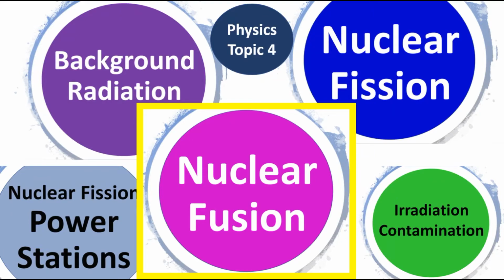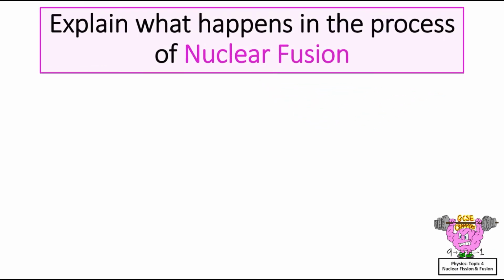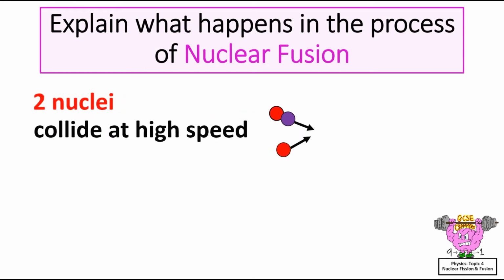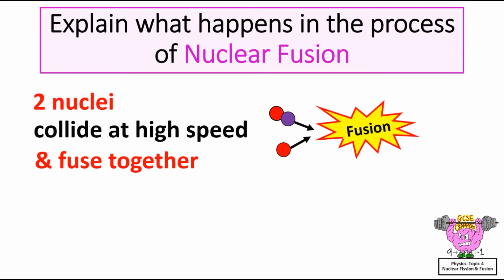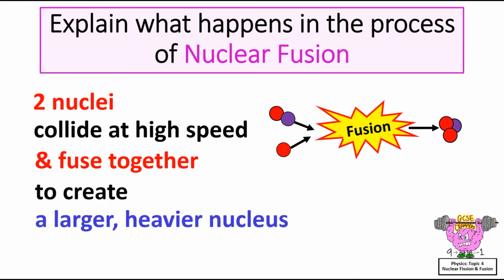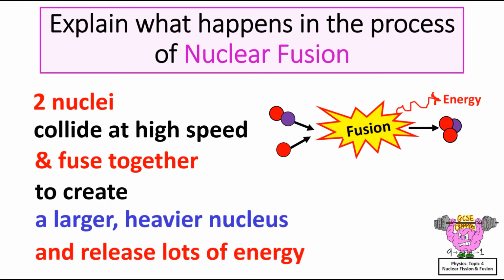Nuclear fusion. Explain what happens in the process of nuclear fusion. Two nuclei collide at high speed and fuse together to create a larger, heavier nucleus and release lots of energy.